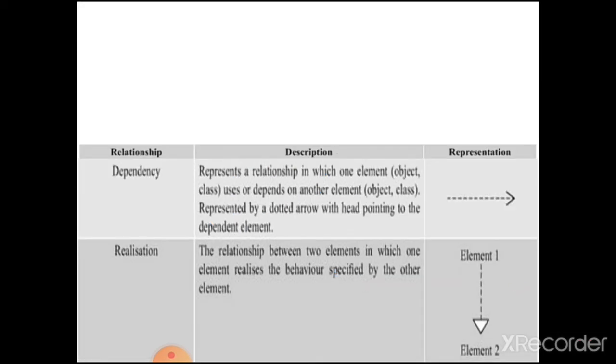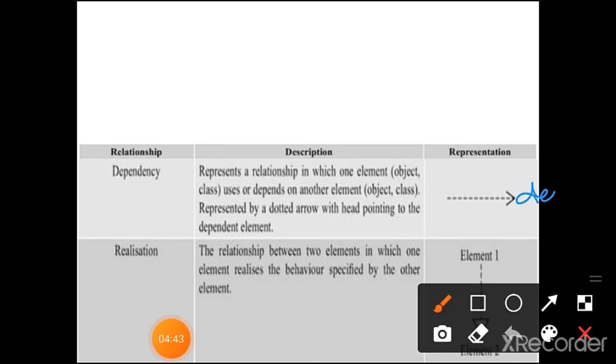Next one is the relationship dependency. It represents a relationship in which one element uses or depends on another. So dependency is represented here by a dotted arrow with head pointing to the dependent element. So here it represents the dependent element.